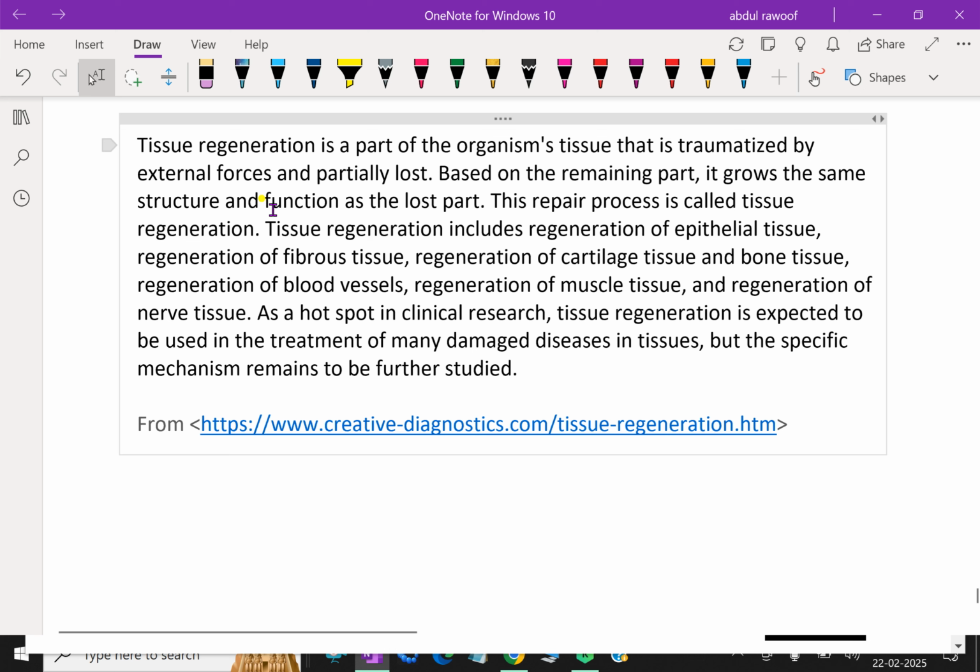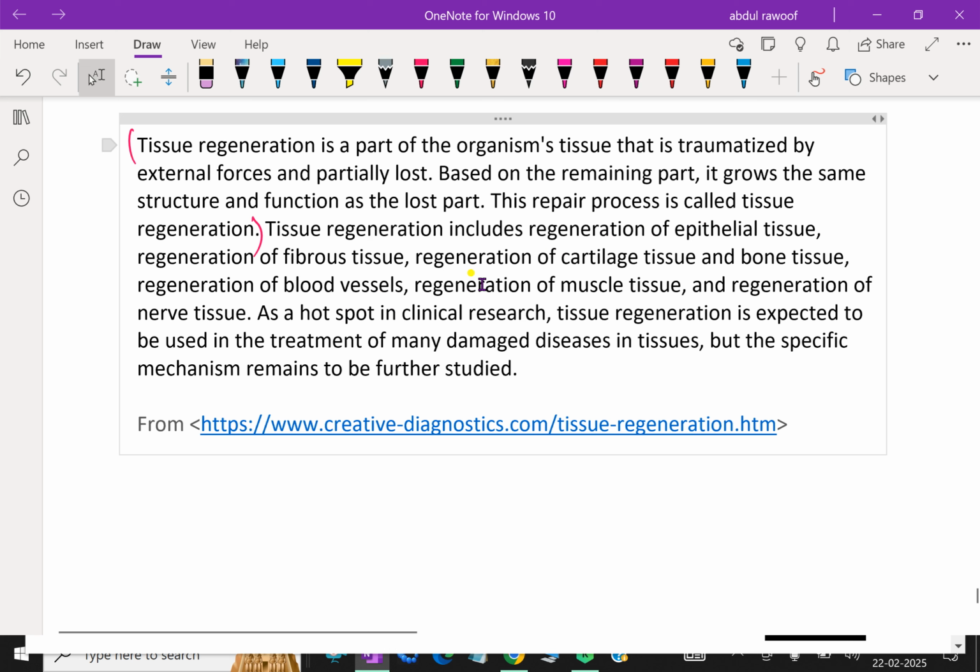traumatized by external forces and partially lost. Based on the remaining part, it grows the same structure and function as the lost part. This repair process is called tissue regeneration.